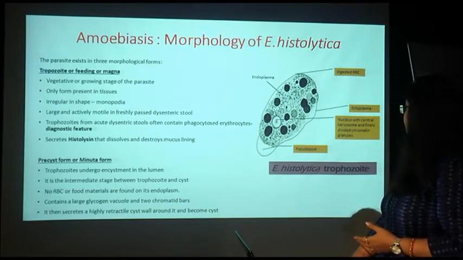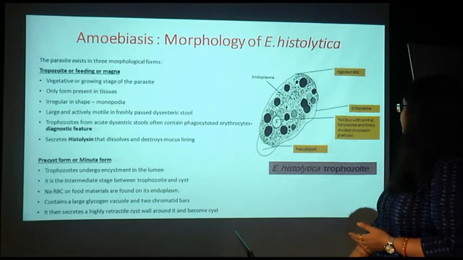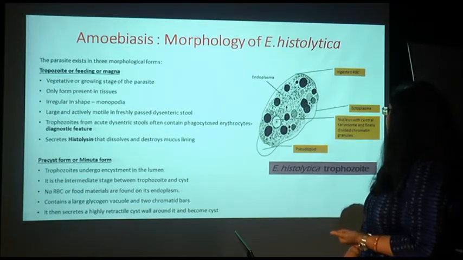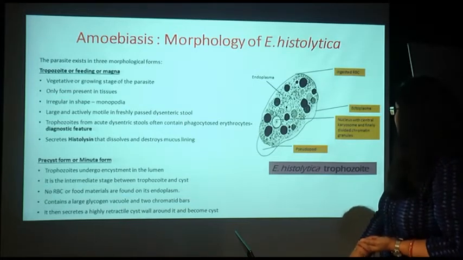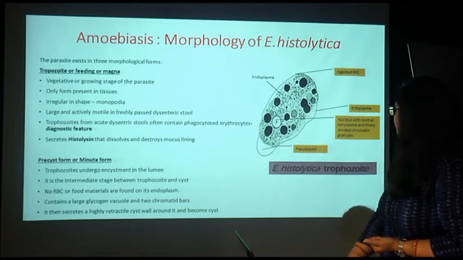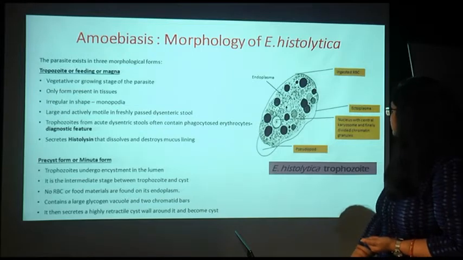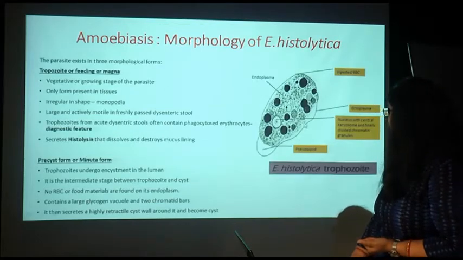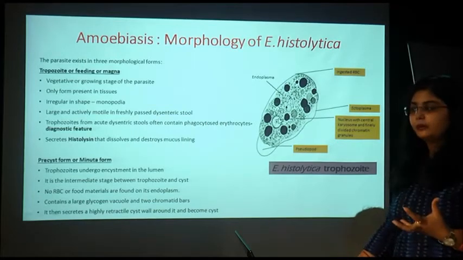This is the diagram of an E. histolytica trophozoite. Now apart from the ingested RBCs, another significant feature is the presence of a cartwheel shaped nucleus.